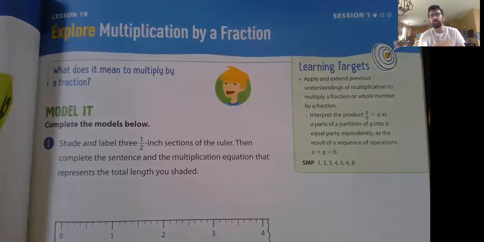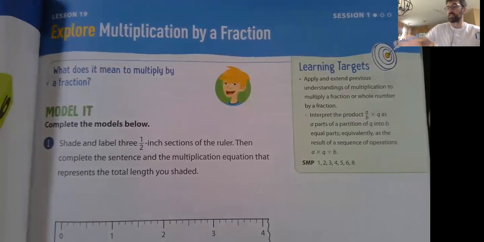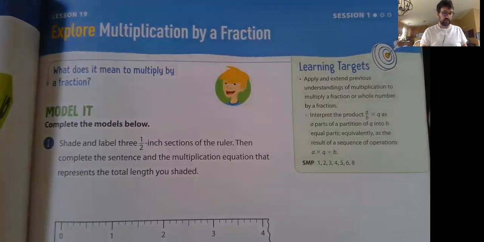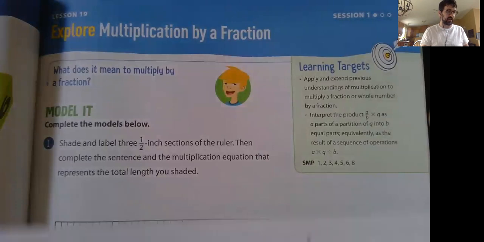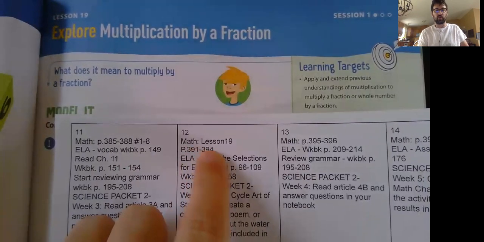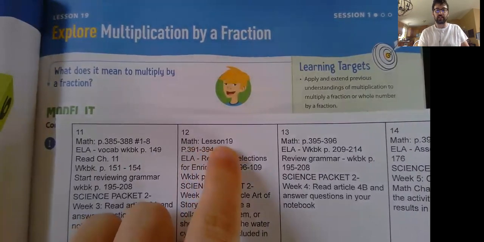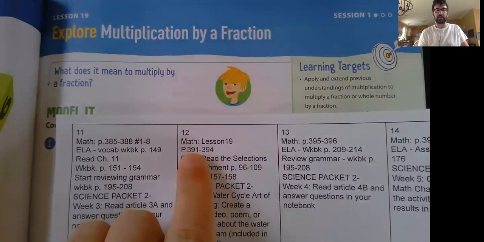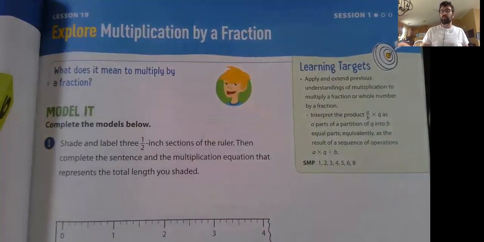All right. Hey, good morning. Today is, oh, where's my schedule? Here it is. Today is May 12th. We're going to get into lesson 19 today, pages 391 to 394.